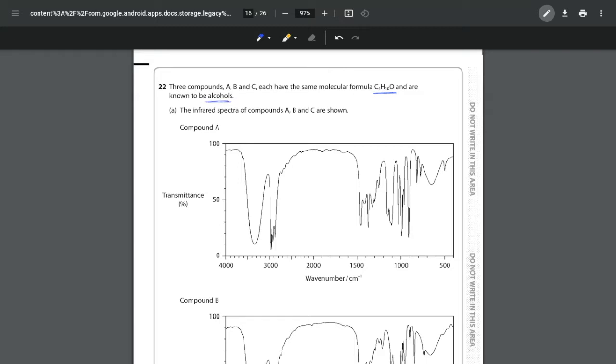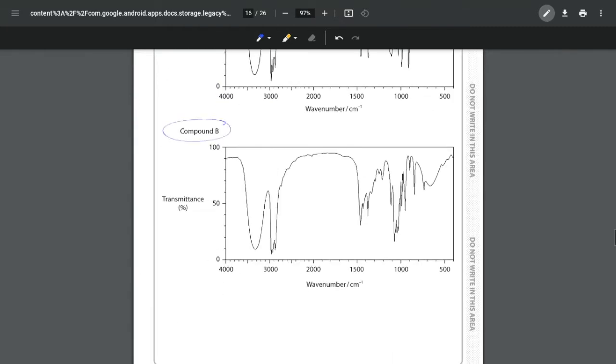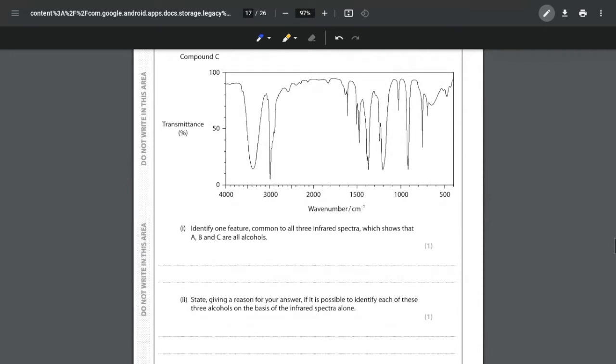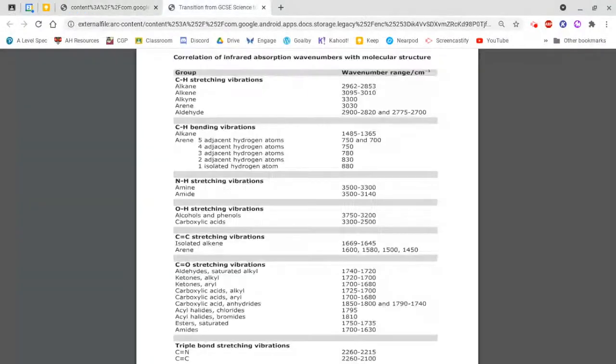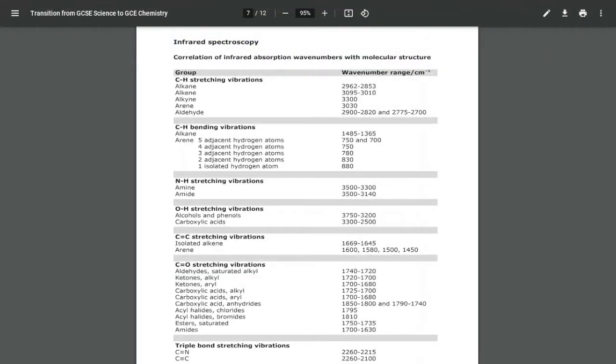So you can see that we've got compound A, compound B, and compound C. And we want to, for the first mark, identify one feature that is common to all three infrared spectra, which shows that all three are alcohols. Now, this is actually going to require you to look at your data book. And your data book should have this infrared spectroscopy page. And it gives you all of the different bonds and all of the different wave numbers.